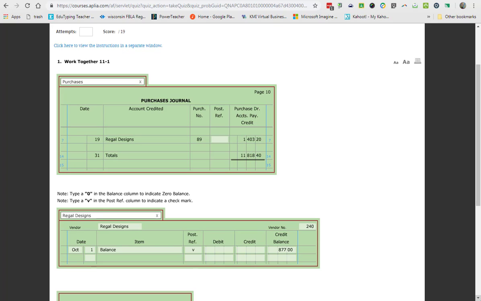So when I look here, do you see where it says Regal Designs? What does it say directly above Regal Designs? Accounts credited. So I have to credit Regal Designs for how much? $1,403.20. As of what date? The 19th. So Regal Designs is open already down below. Just happens to be there.